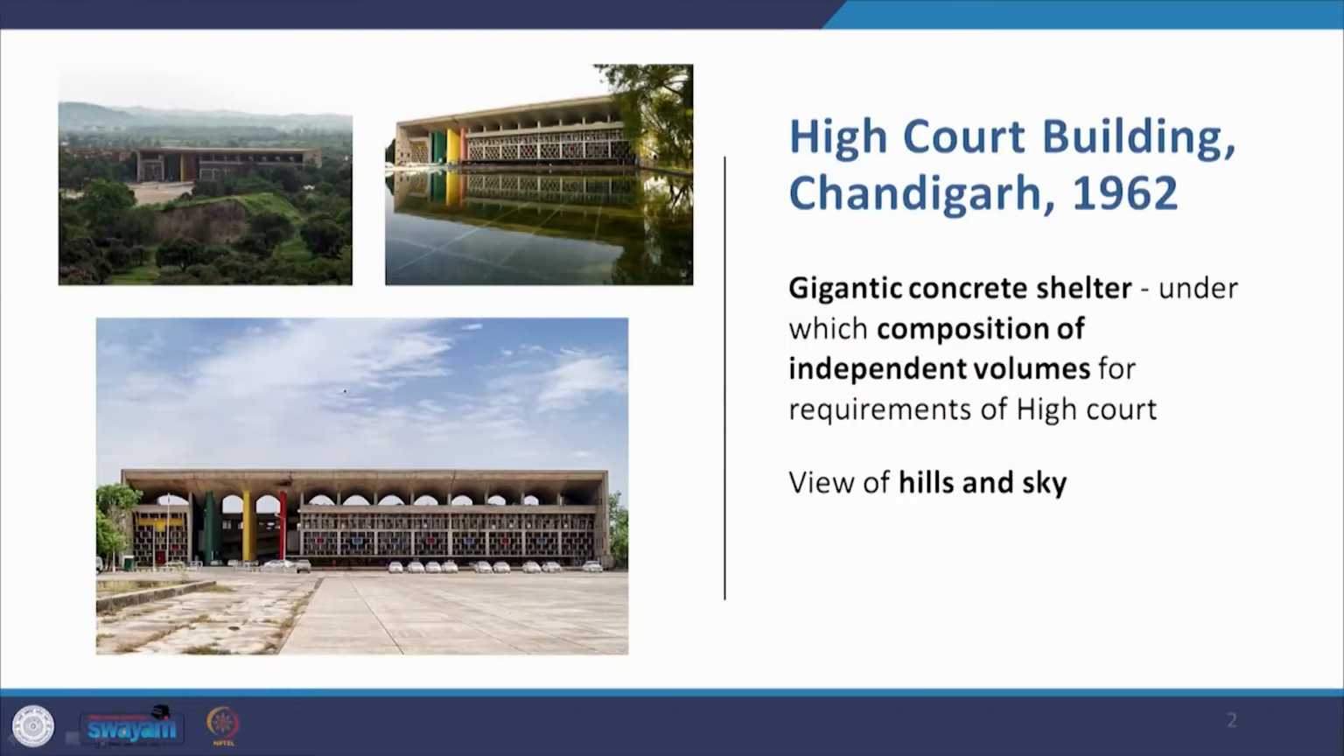Let us come to the next building of the capital complex, and that is the High Court building in Chandigarh that was completed in 1962. As you can see from this picture, and what I was telling you last time is the amazing way in which Corbusier frames his buildings with the landscape in the background.